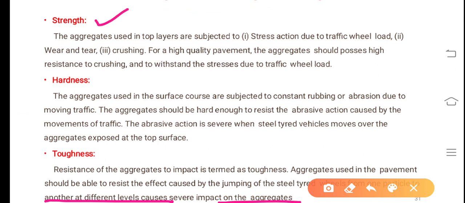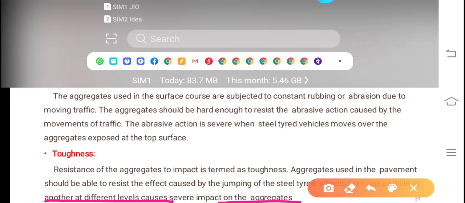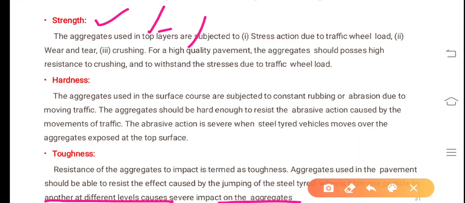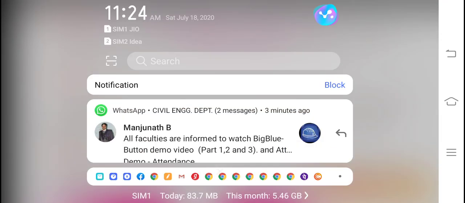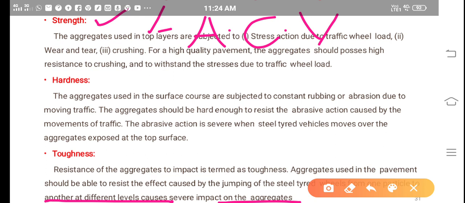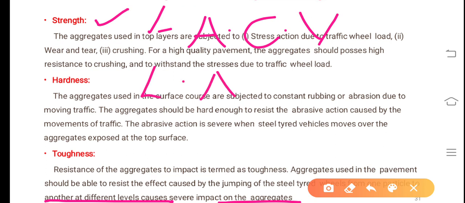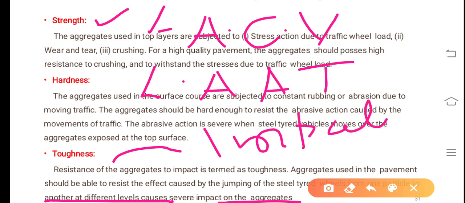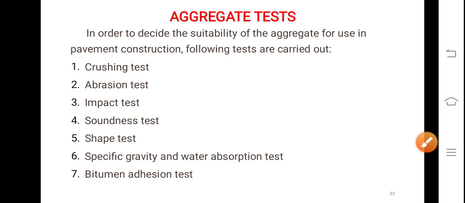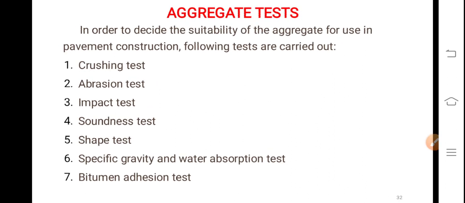Strength you can evaluate by going for the aggregate crushing value test, whereas for hardness you can go for the Los Angeles abrasion test, and for toughness, the impact value test. So the different tests which are required to be performed are to decide the suitability of the aggregate for use in pavement construction.